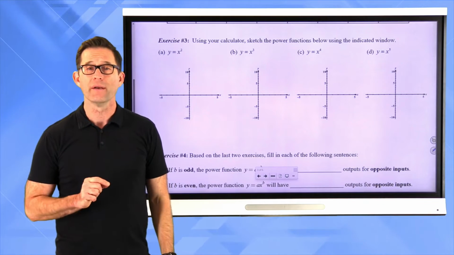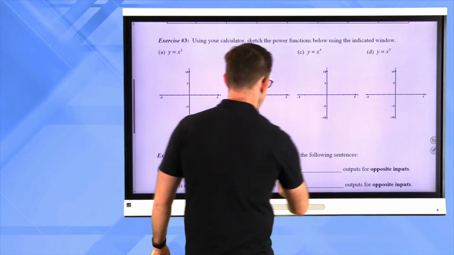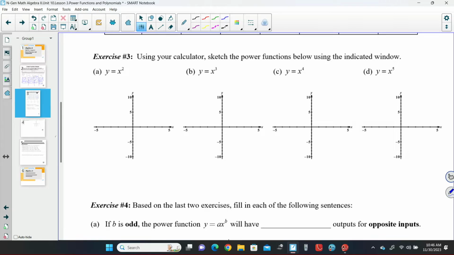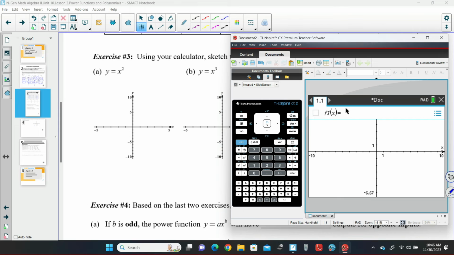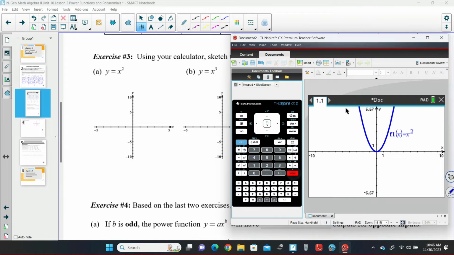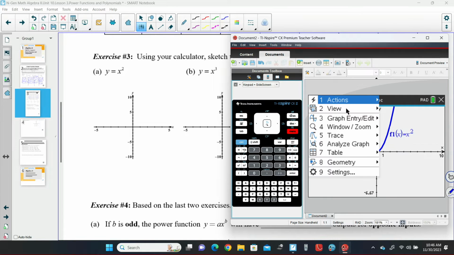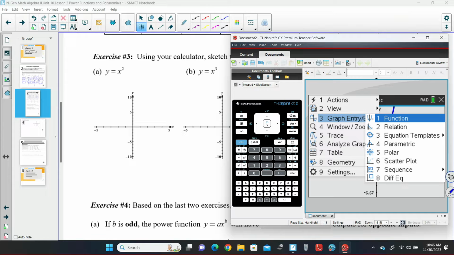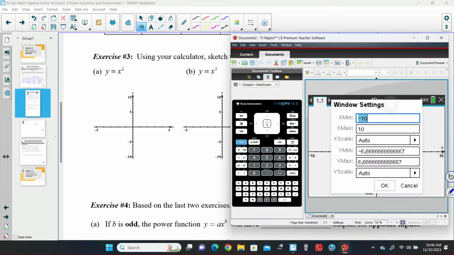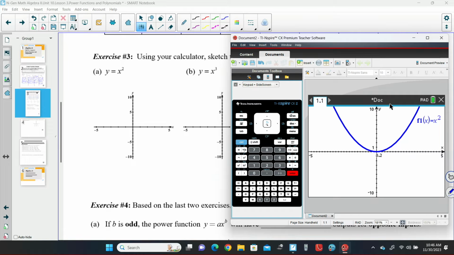So let's go in and set up our calculator to sketch y equals x squared over this particular window. I've already got my graphing program ready, so I've got x squared. I'm going to hit enter. All I want to do is change my window to be what I want, so I go into window, negative 10 to 10. And there's my parabola, right?